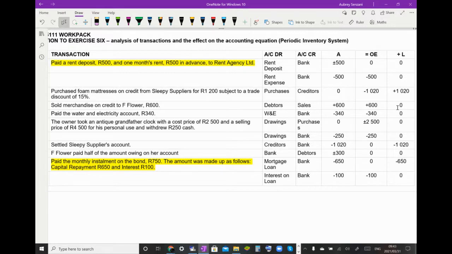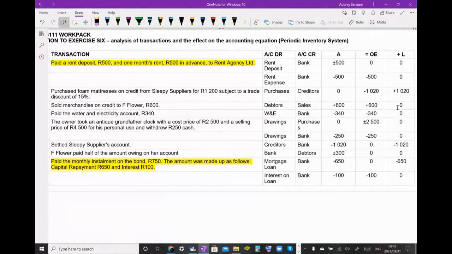So now if we're reversing a purchase, what must happen? We must add it back. Does that make sense? Okay, so that's why it becomes a plus for purchases. And then the negative, we know that whenever there's drawings, it's going to reduce owner's equity. Does it make sense? Okay, so that's why it is the way it is.